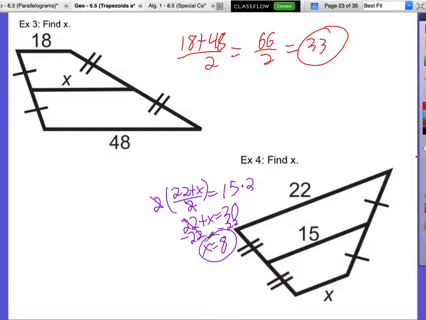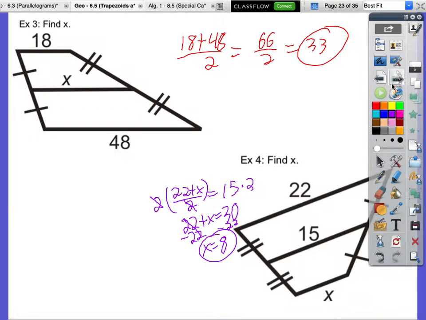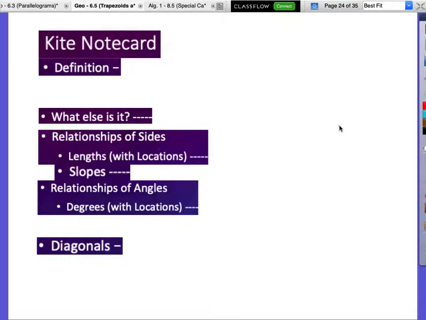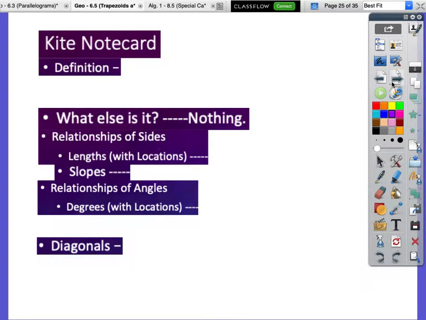Okay, let's go to our kite note card. Almost done with these. Okay. What else is it? It's nothing else. It's just a kite. It's unique.